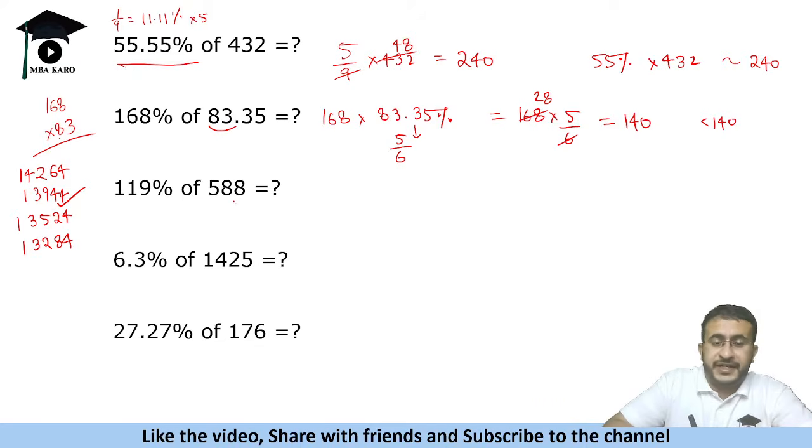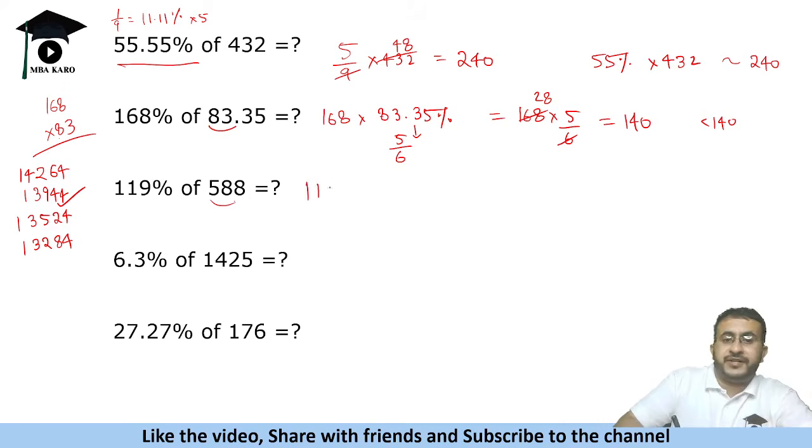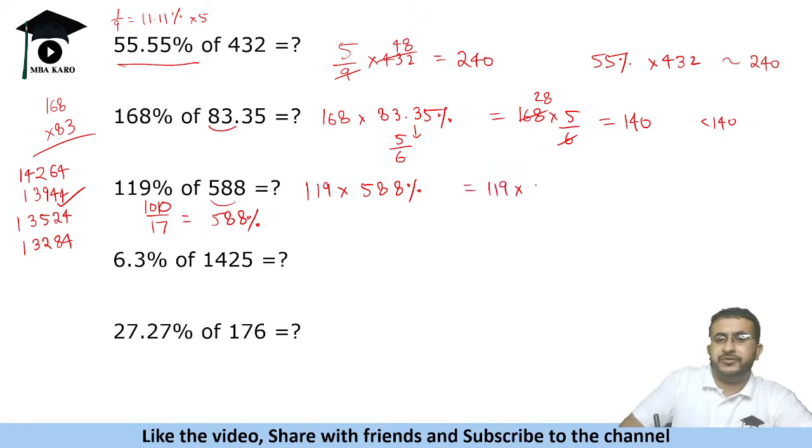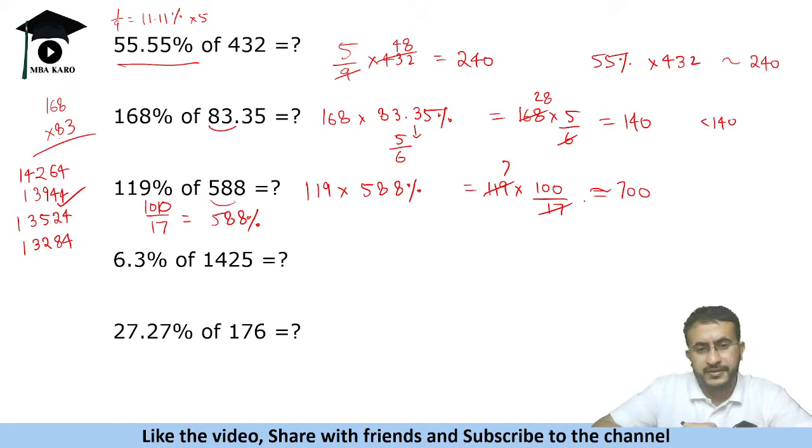Now 119 into 5.88 percentage. If you know 1 by 17 is 5.88 percentage, so this is 100 by 17. 100 by 17 will be 588 percentage. So it becomes 119 into 100 by 17. 17 into 7 is 119. So the number is approximately 700.